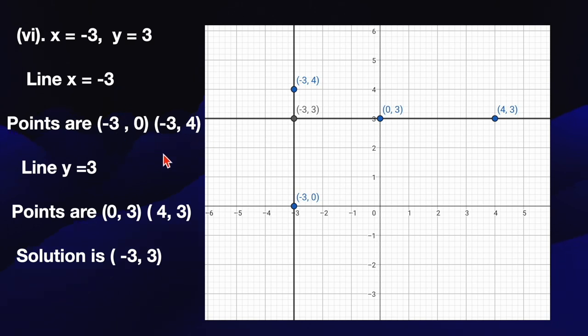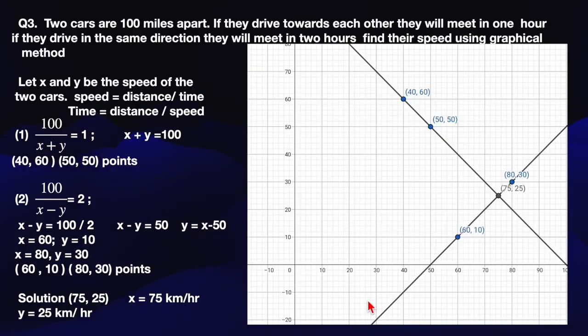Okay, let's plot this. Here it is. So this is minus 3, 0 and minus 3, 4. So this is the line, first line. Okay, y is equal to 3. Whatever is the value of x, the value of y will always be 3. So you can take any values of x. Okay, 0, 3 is here, 4, 3 is here. I have taken these two values. Draw a line. They intersect at this point, minus 3, comma 3. See here, minus 3 and this is 3. So this is the solution.